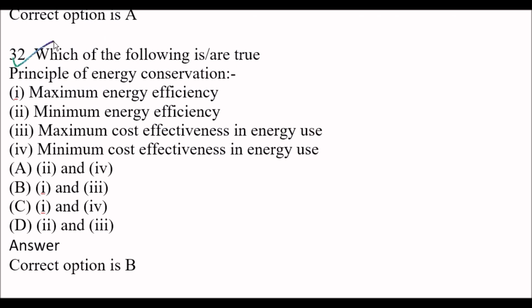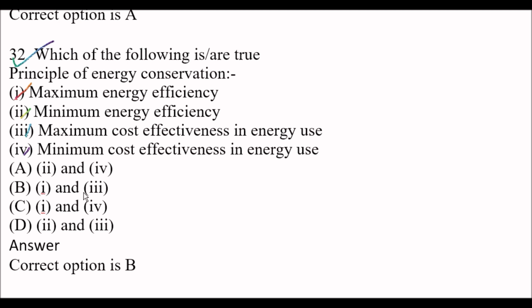Which of the following is a true principle of energy conservation? According to this question, first principle is maximum energy efficiency. Second principle is minimum energy efficiency. Third principle is maximum cost effectiveness in energy use. Fourth principle is minimum cost effectiveness in energy use. According to this, option A, second and fourth.